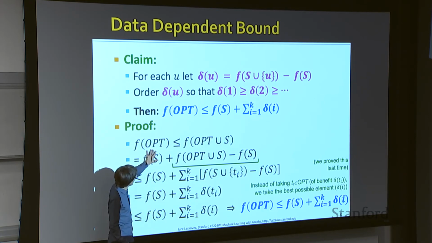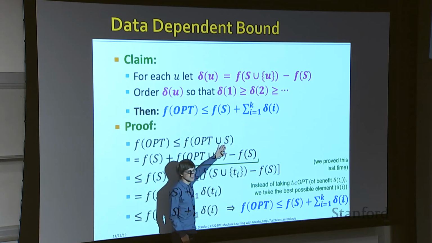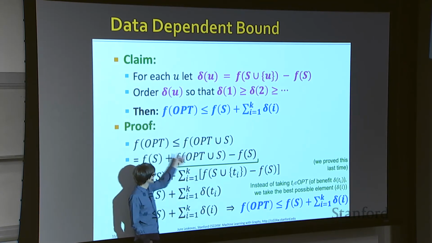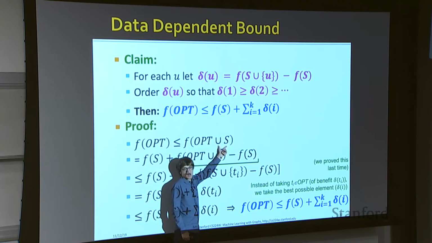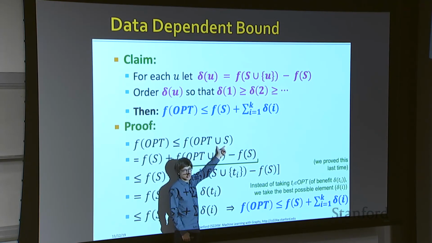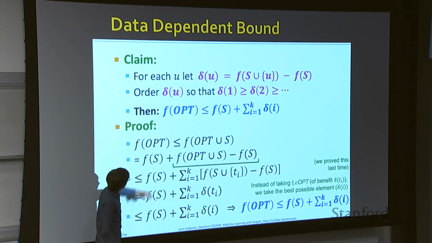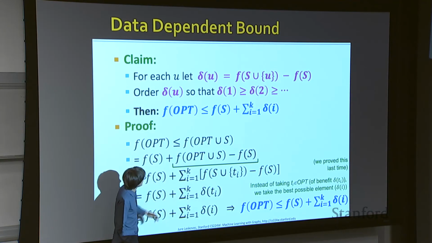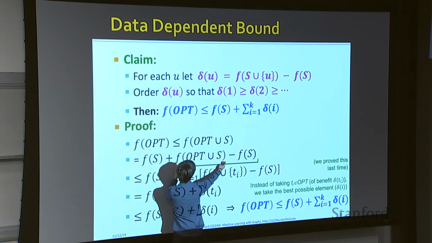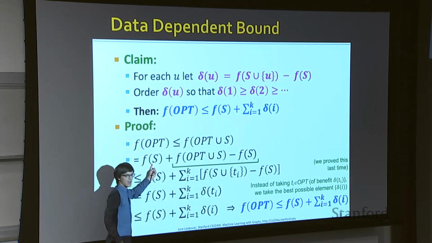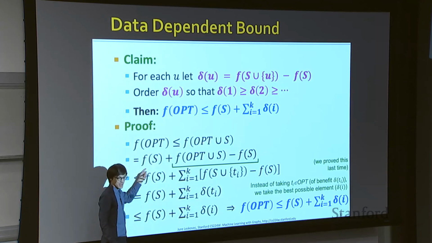F of optimal is less than or equal to f of optimal union S. This is due to monotonicity. If I have some sensors and I add more sensors, I don't decrease the quality of the solution. I only detect earlier. So this is kind of trivial. The way I proceed now is I take this f of opt union S, I subtract f of S and I add f of S. So this is now the same as I had before.